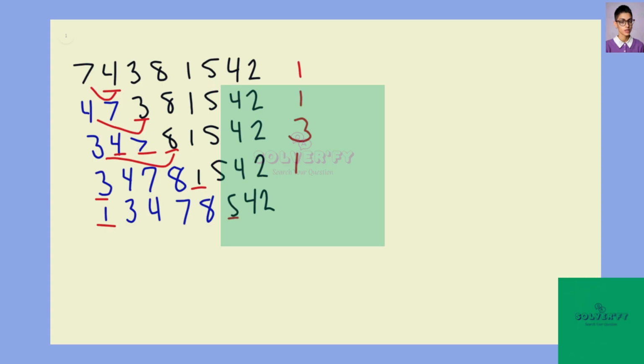And so we'll grab the 5 and say, is 5 greater than 1? Yes. Is it greater than 3? Yes. Is it greater than 4? Yes. Is it greater than 7? No. Okay, so that was 4 comparisons. And now we can insert it here after the 4. So 1, 3, 4, 5, 7, 8, and 4 and 2 remaining.